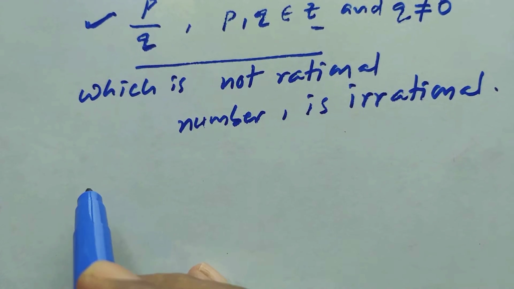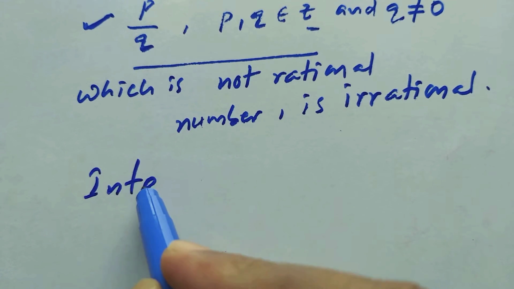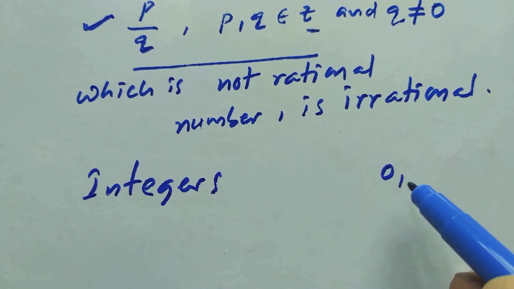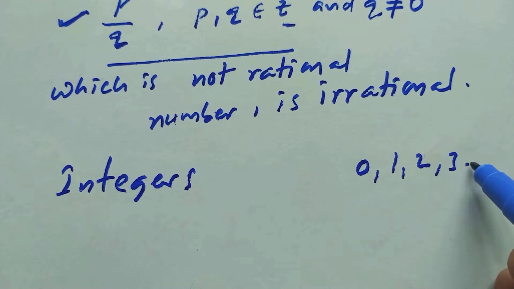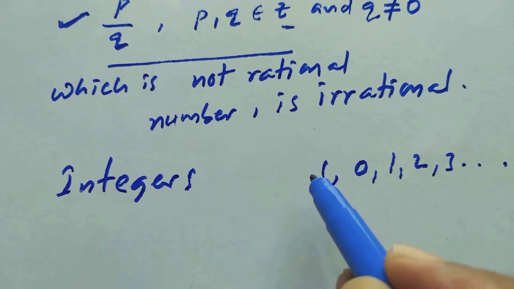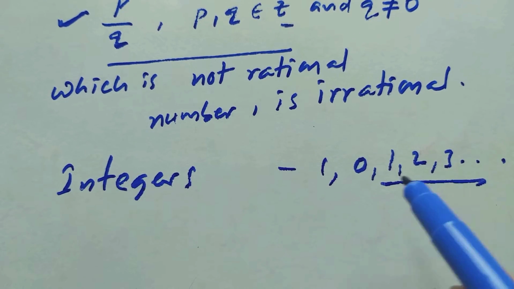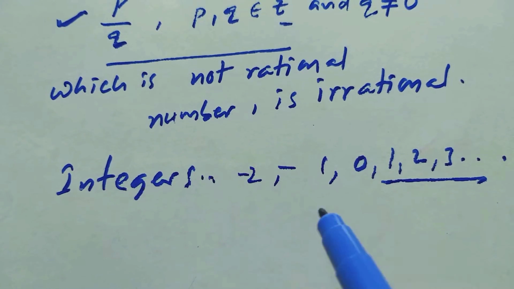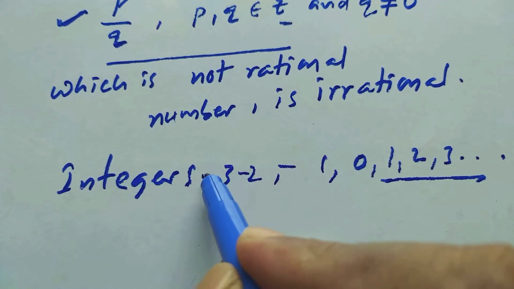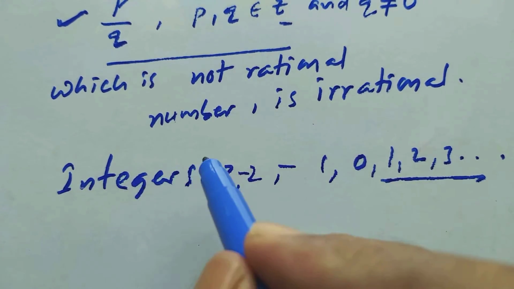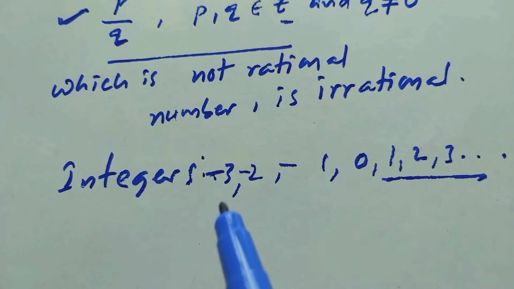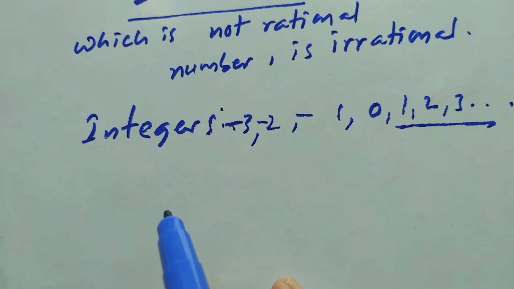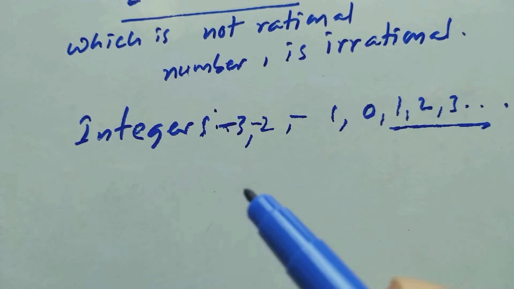We know the integers. 0, on the right side 1, 2, 3, and on the left side the negatives: -1, -2, -3 and so on. These are the integers, infinitely many. By using these numbers, if you write any of them in P by Q form, they are the rational numbers.